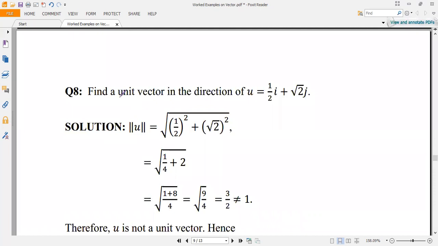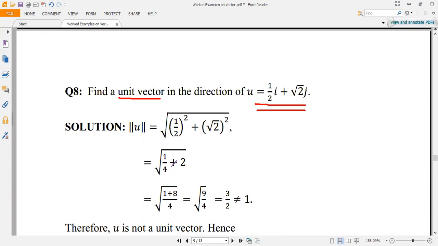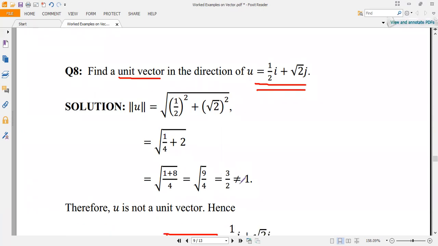A scalar is a quantity which has only magnitude, like temperature or area. Now, finding a unit vector in the direction of a given plane vector, 1/2 i plus radical 2 j. A unit vector is obtained by dividing the vector by its magnitude. The magnitude is the square root of the sum of the squares of the components: (1/2)² plus (√2)², which gives 1/4 plus 2, so we get 3/2, which is different from 1, so it is not a unit vector.